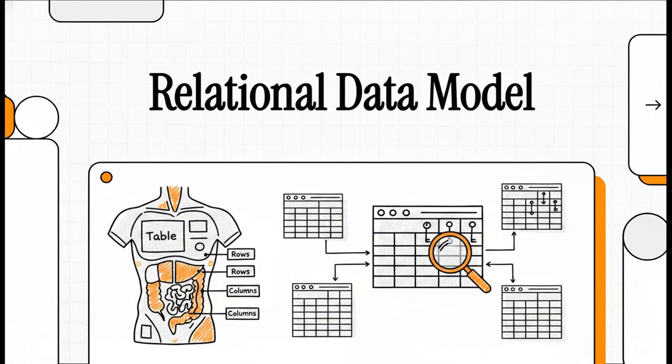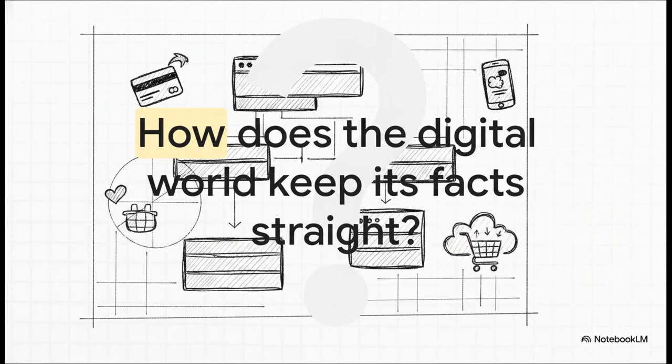So get ready, because understanding this is going to completely change how you view the digital systems you interact with every single day. Seriously, have you ever really thought about it? Every single bank transaction, every social media post you scroll past, every online order. How does the digital world keep billions of facts completely straight, accessible in literal milliseconds, and perfectly organized? I'll tell you right now, it doesn't happen by accident. It happens through intense architectural strictness.